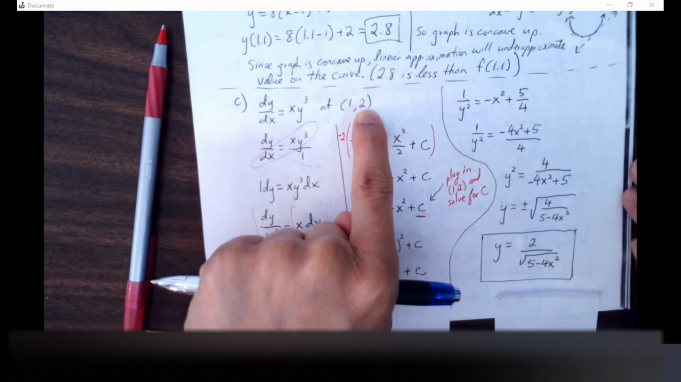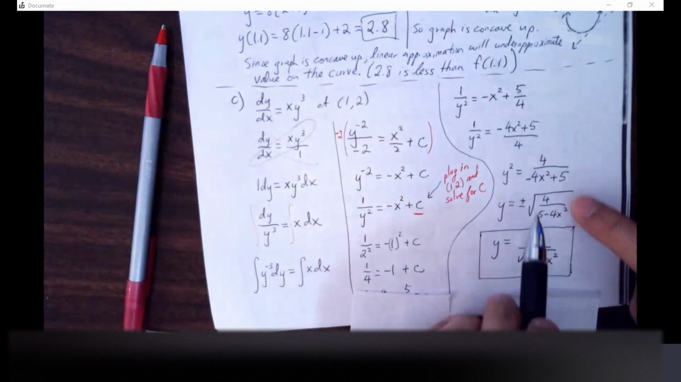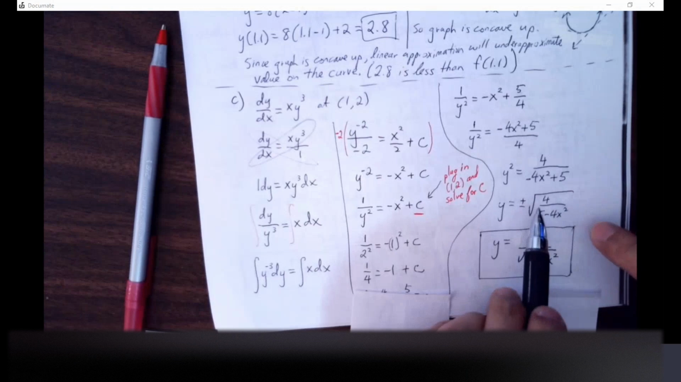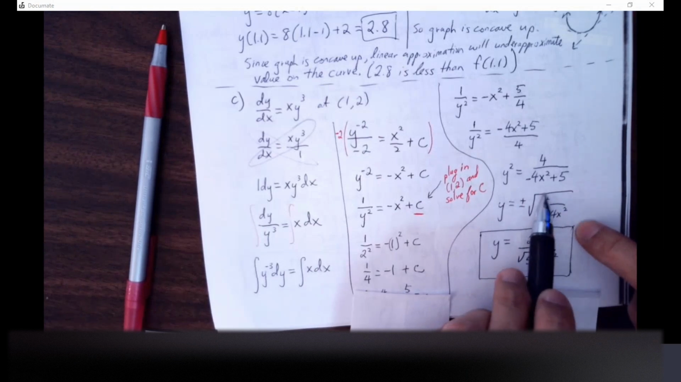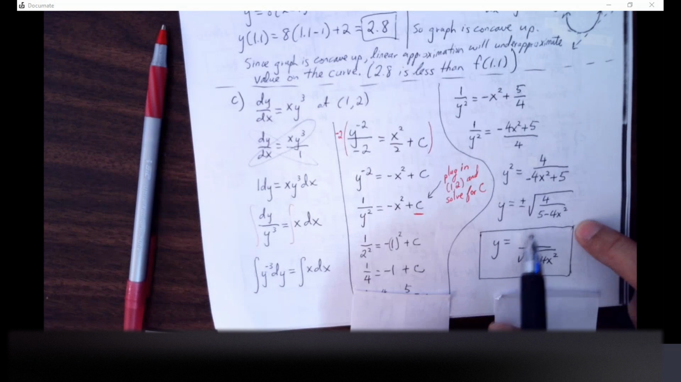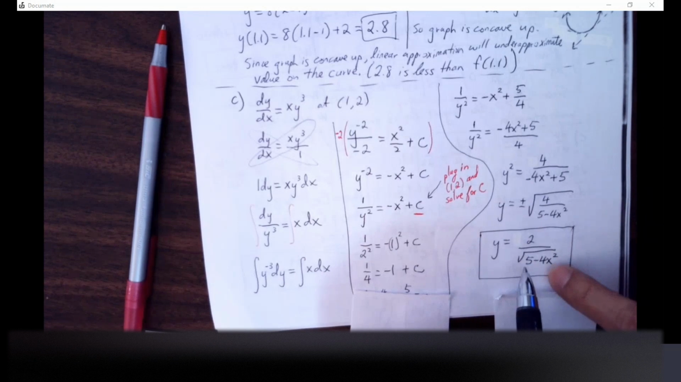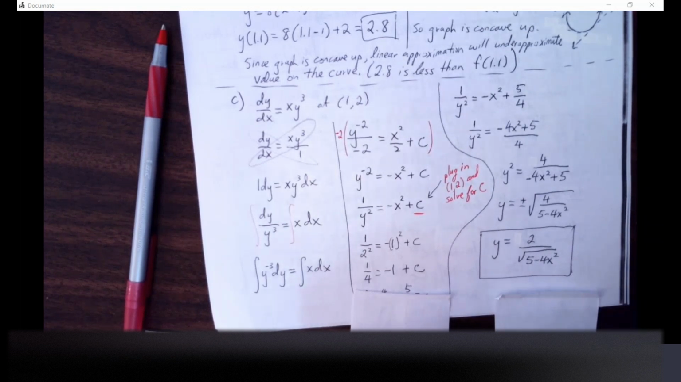So I just decided to clean this up a little bit. Square root of 4 over square root of 5 minus 4x squared. I can clean that square root of 4 to just be 2, but the denominator is not going to clean up, so I'll leave that square root in the denominator. It's okay to leave radicals in the denominator, and we can just leave this as our final answer.